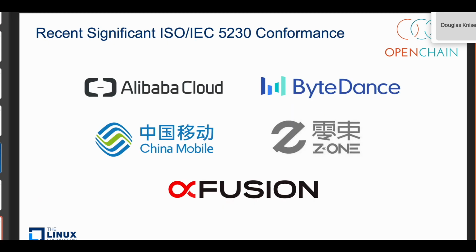Recently, we've seen fantastic traction in places like China with Alibaba Cloud, ByteDance, China Mobile, SAIC, and Xfusion announcing OpenChain conformance. SAIC, by the way, is Shanghai Automotive, and Z1 is their software development unit. And we're very glad to have China's biggest automaker begin to put our standards into play.